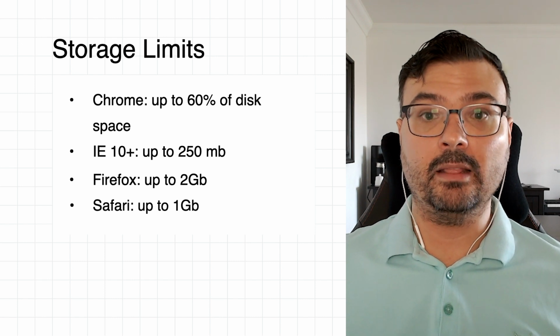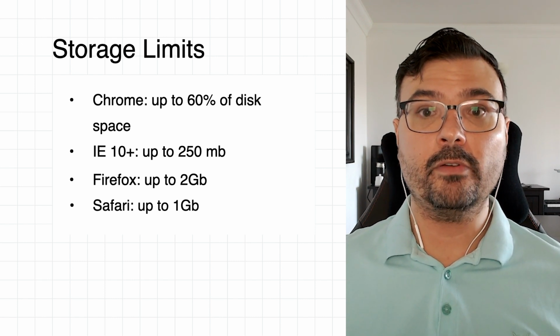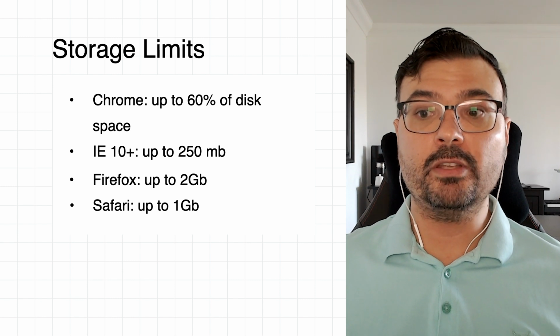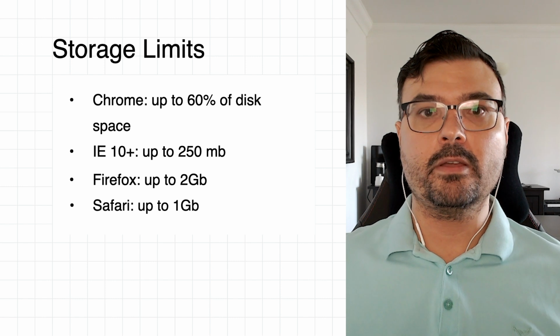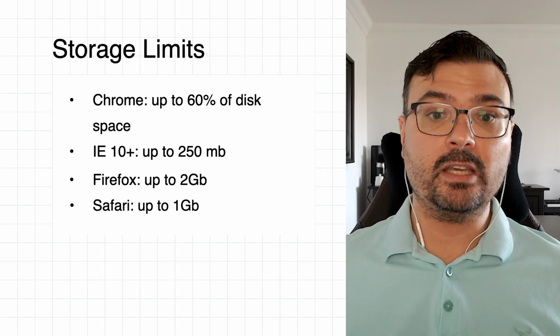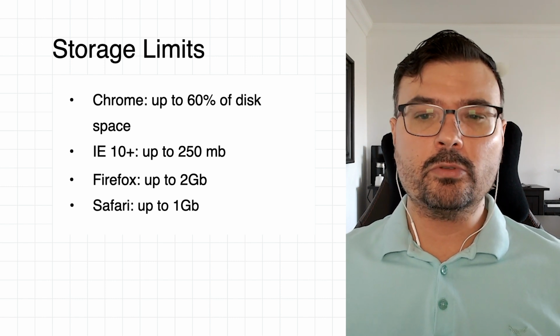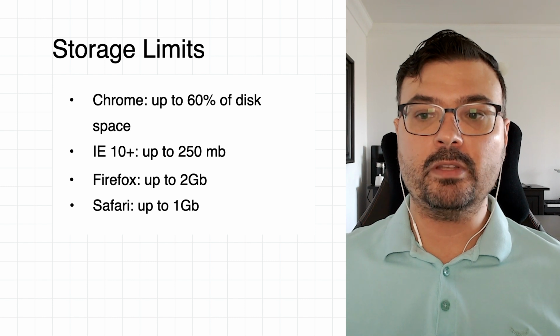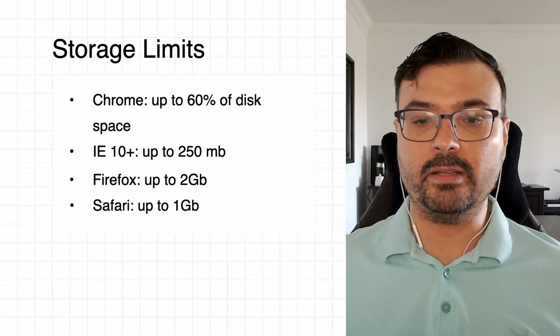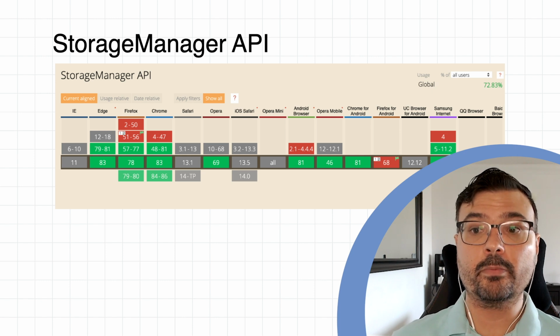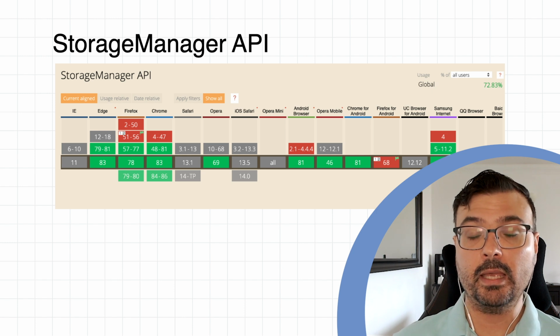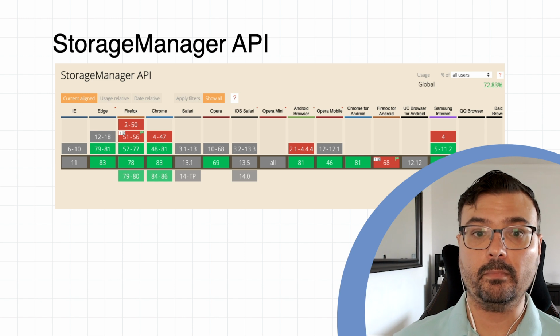Internet Explorer 10 and later allow up to 250 megabytes, and will prompt the user when more than 10 megabytes is used. Firefox allows up to 10 gigabytes. Safari seems to support 1 gigabyte and prompts the user for 200 megabyte increments. The Storage Manager API allows developers to query the browser on how much space an app has available to use. Unfortunately, it is not supported in all browsers yet.